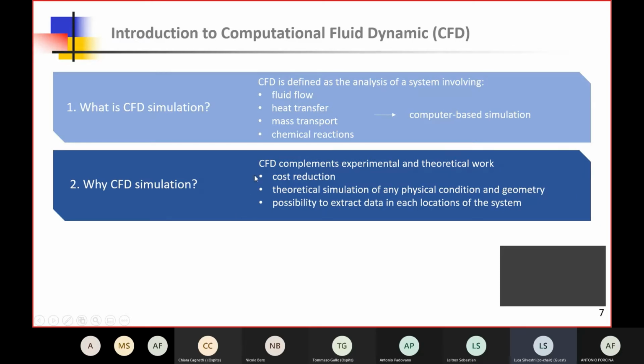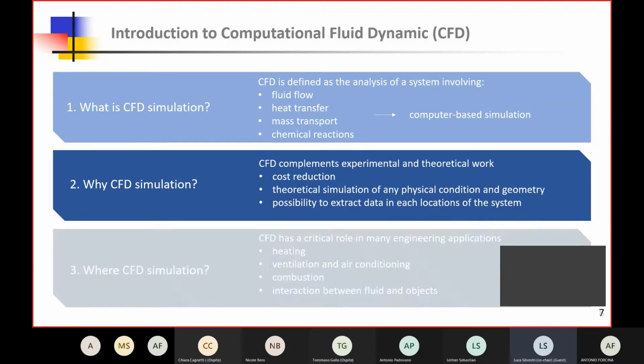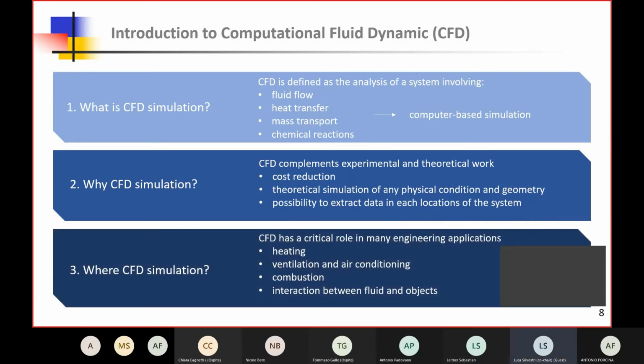CFD is able to integrate both experimental and theoretical work and allowing a cost reduction, the theoretical simulation of any physical condition and geometry, and the possibility to extract data in each location of the domain. The third question, that is the most important for my study, is where CFD simulation. CFD has a critical role in many engineering applications, for example in heating, ventilation and air conditioning, combustion and the interaction between fluid and objects.